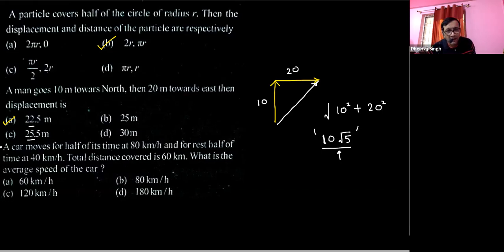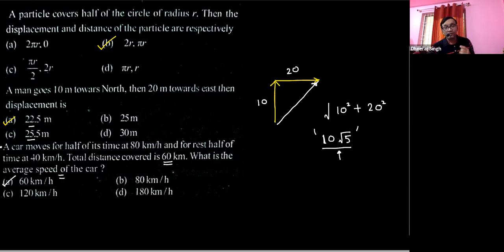Correct. So the answer is A over here. How to solve this? A car moves half of its time at 80 km per hour, the rest half at 40 km per hour. The distance covered is 60. What is the average speed?